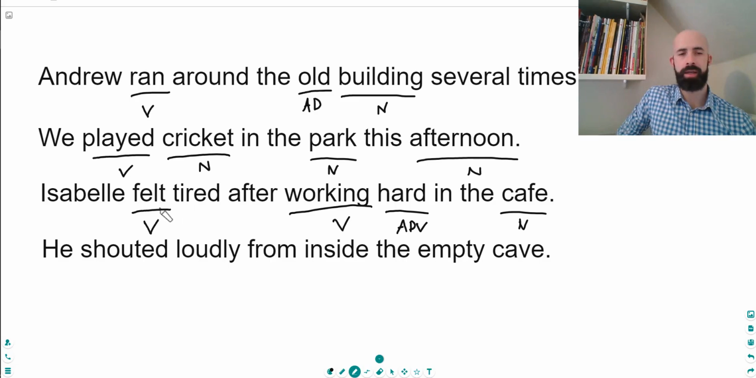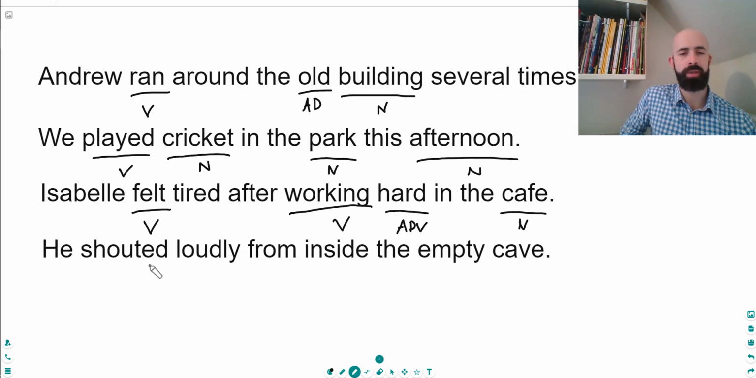Now this word here, tired, Isabel felt tired. You could describe that as an adverb, or you could also potentially describe it as an adjective as well. I'd actually have to go away and look that up and see which one of those categories that word would fall under. Because Isabel was tired, so the tiredness refers to Isabel. Isabel is a noun, but she also felt tired, and to feel is obviously a verb as well. So I just have to leave a bit of a question mark by that one.